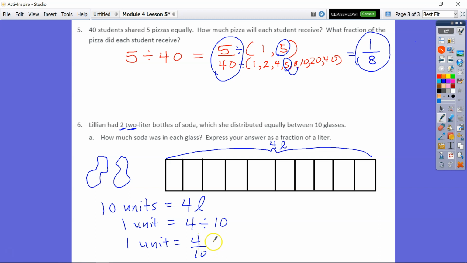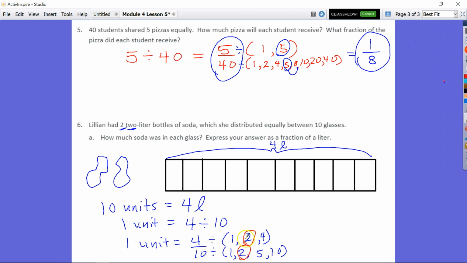which is also, remember, each of these numbers, our numerator and denominator, are both divisible by 2. Our greatest common factor would be 2. 1 times 4 equals 4, and then 2 times 2. Same thing here. 1 times 10 equals 10, and 2 times 5. So our greatest common factor is 2. So we're going to divide by that. 4 divided by 2 is equal to 2, and 10 divided by 2 is equal to 5. So we know that it would be either 4 tenths of a liter or 2/5 of a liter.